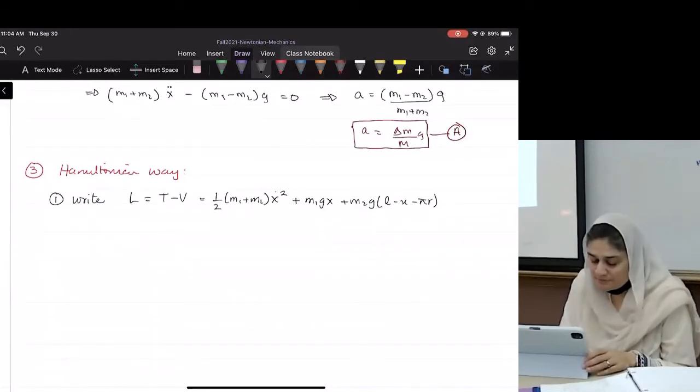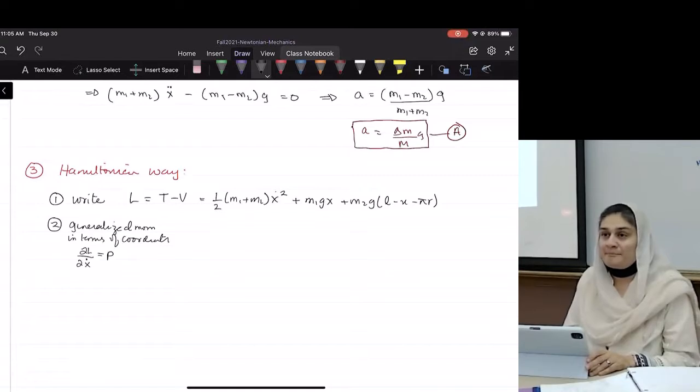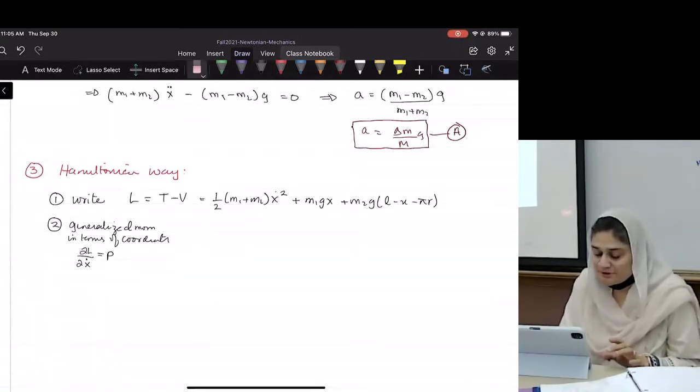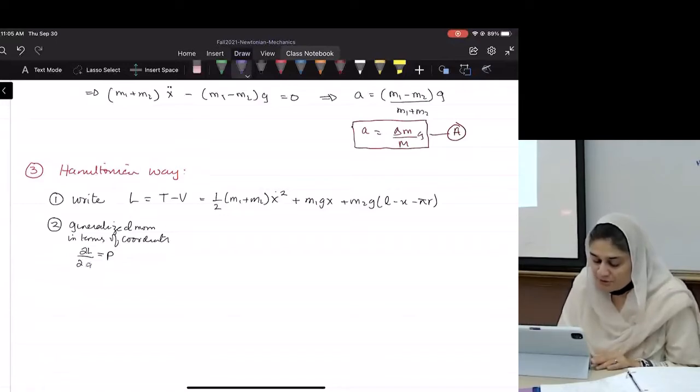What's step 2? Generalize momentum in terms of coordinates. What does that equation look like? Partial L over partial X dot equals P. So actually, no, hold on. Lucas, you're right. We should use q's here, so I'm going to use q dot here.